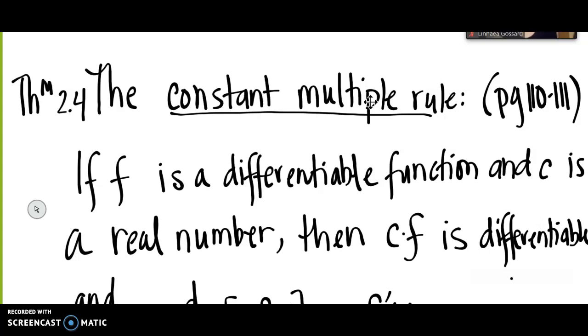So this next rule is called the constant multiple rule, and it says that if, oh, I don't think, okay, my video is not showing because I have a video for Zoom.